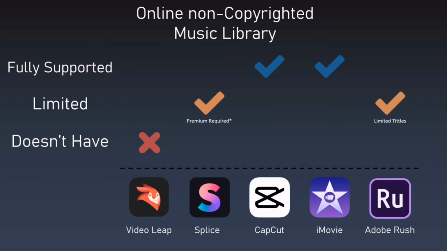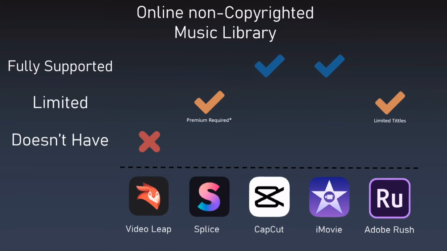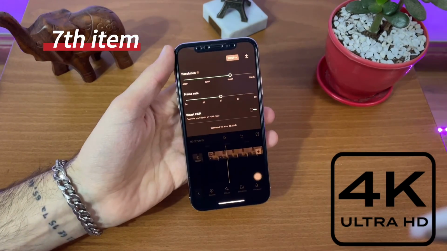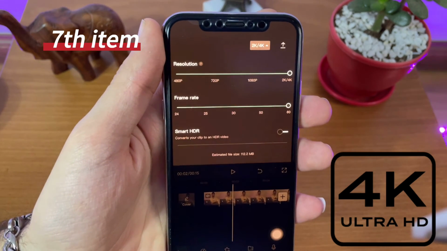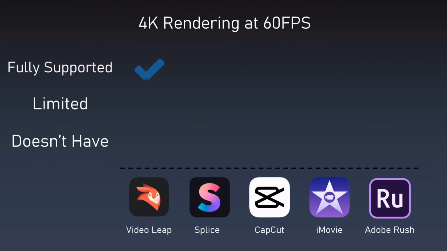Last but not least, let's go to the final item. The last item is about the ability to export in 4K. Although you might think this is an essential video editing feature, iMovie only lets you export in 4K 30 frames, and Adobe Rush requires you to purchase their premium package.